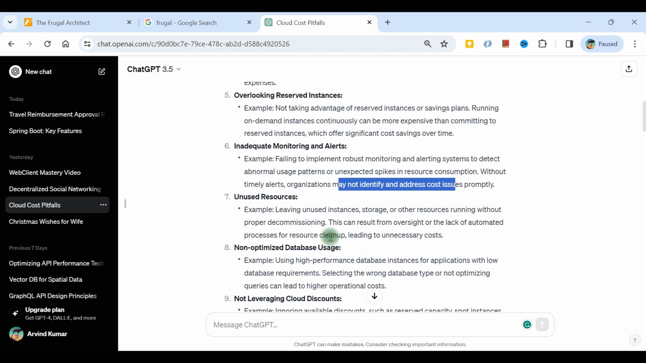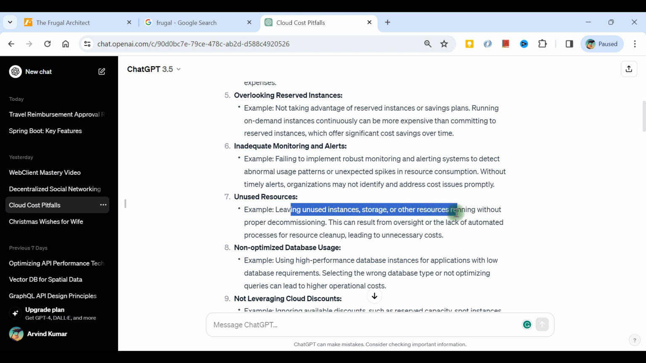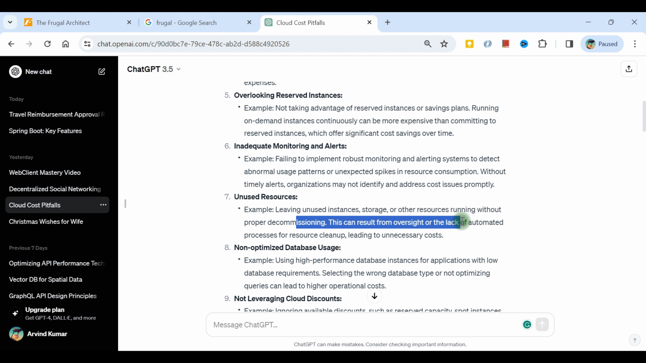Unused resources. Leaving unused instances, storage, or other resources running without proper decommissioning. This can result from oversight or the lack of an automated process for resource cleanup, leading to unnecessary cost.